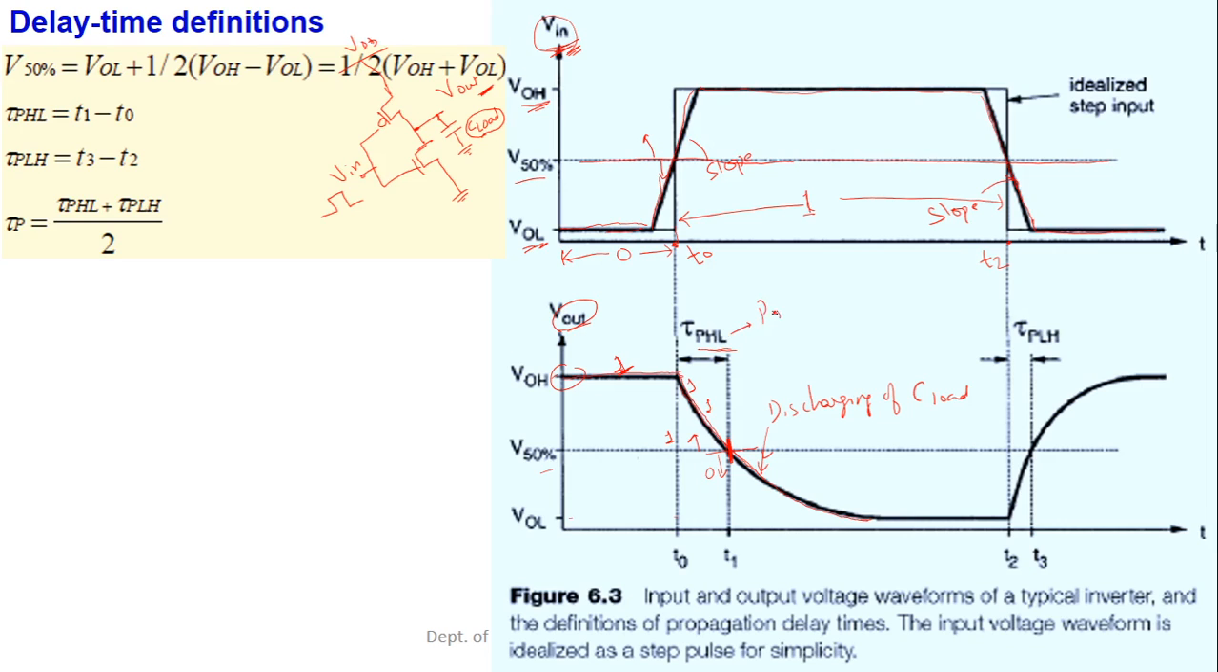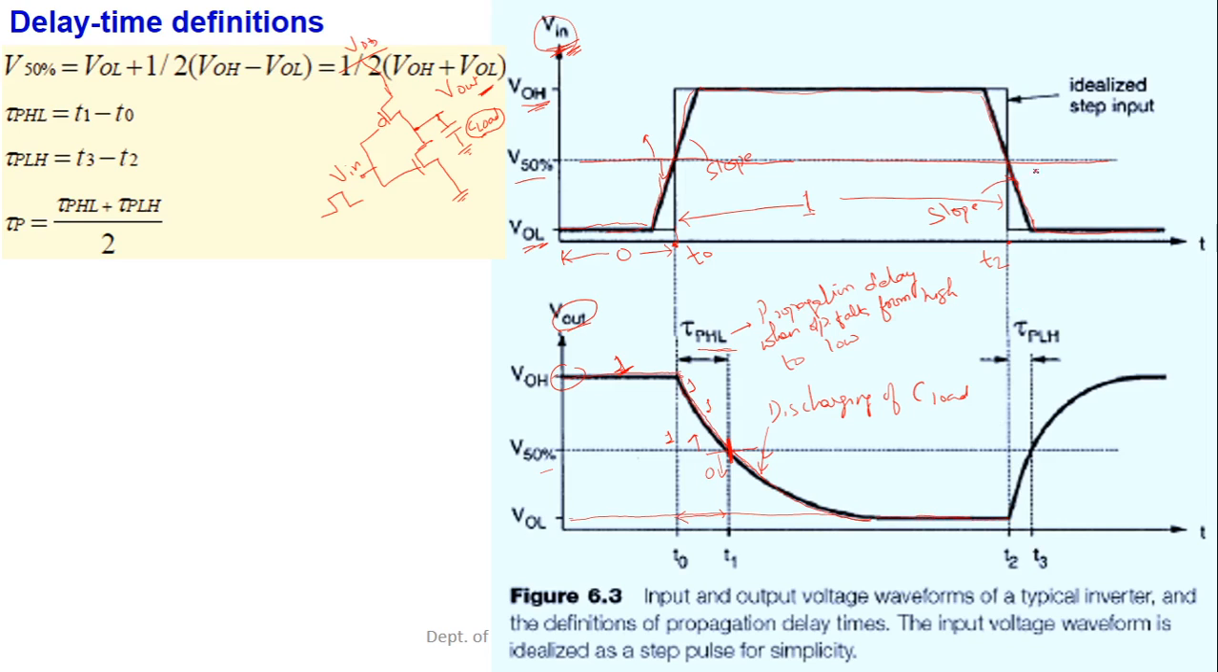So tau pHL is the propagation delay when the output goes from high to low. This time duration between t0 and t1 is tau pHL. Now it will fall to VOL after a certain duration of time. It will remain here because this is the lowest level, VOL. It cannot go below this.